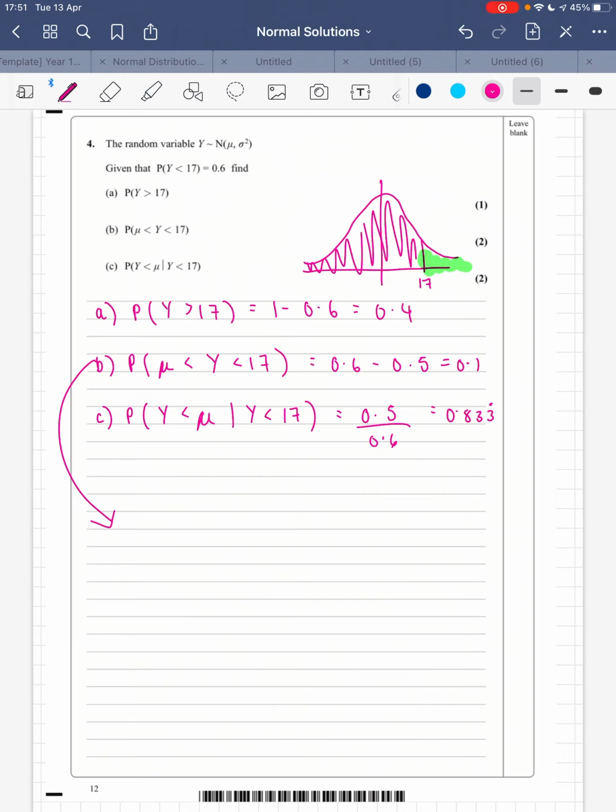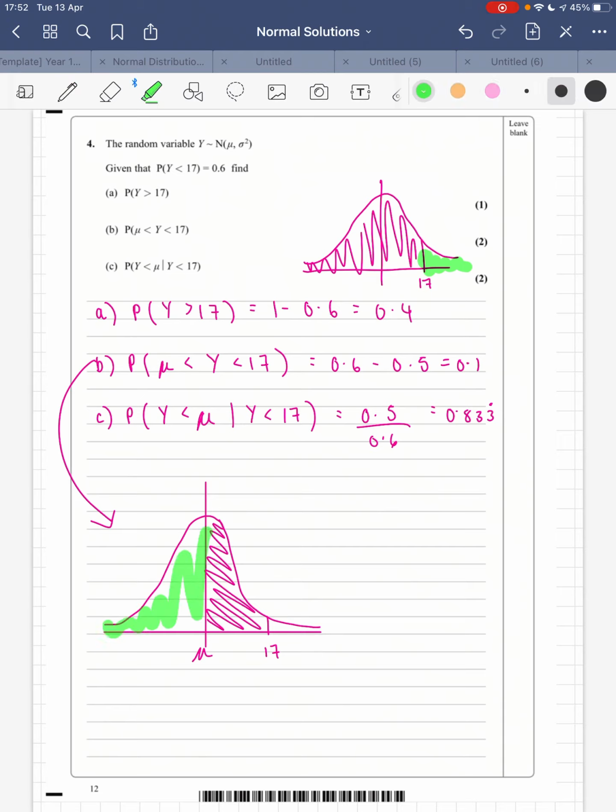So if we think of the distribution visually, our mean is here, so mu's here, and 17's up there. To find this area, we need the probability that y is less than 17, which would be all of this green part, and we need to subtract the probability that y is less than mu, less than the mean, which would be this part.